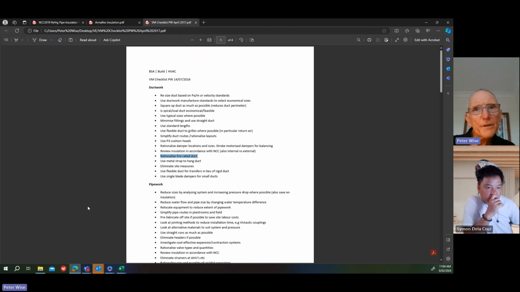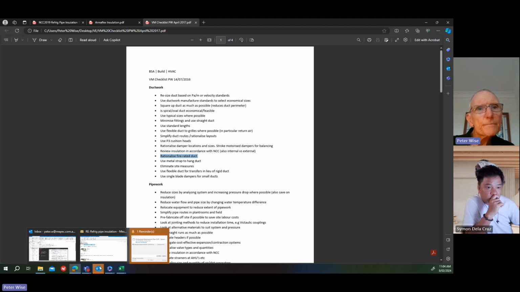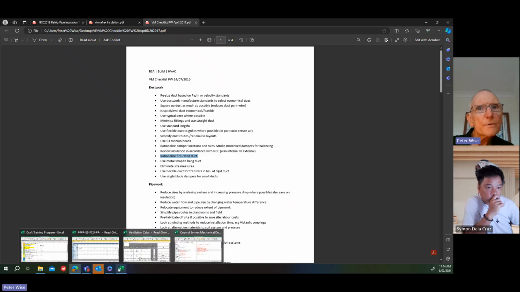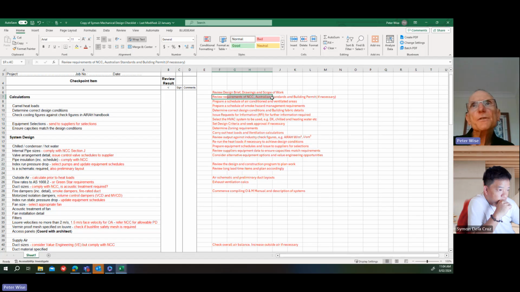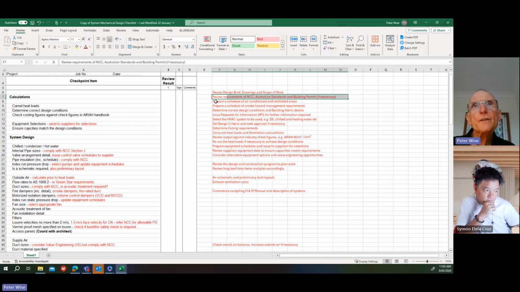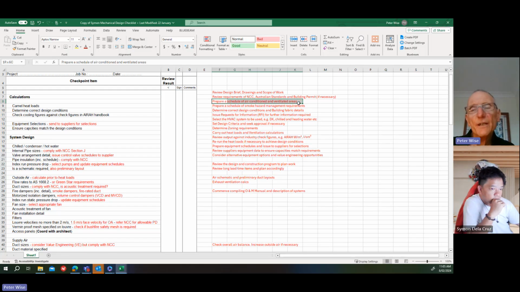I put it in the process sheet, if I just bring it up. Can you see where I've marked up your process sheet? Yep. So we've got design brief. Now review requirements of the NCC, Australian standards and the building permit if necessary. By that I mean it's not only Section J. Are there requirements under Section E, for instance, for smoke hazard management? Then, the next step: prepare a schedule of air conditioned and ventilated areas.